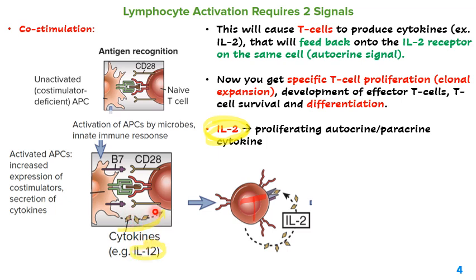Interleukin 12 hits the receptor on the T cell. The receptors on the T cell here on the side for interleukin 12 are going to send a signal to the T cell nucleus to tell it to start producing interleukin 2.